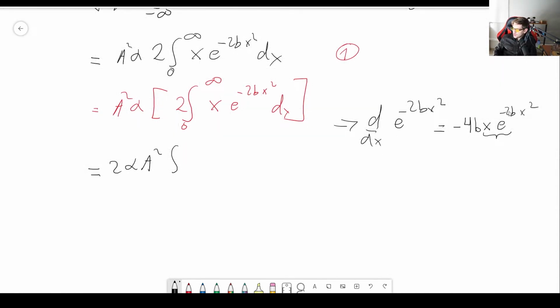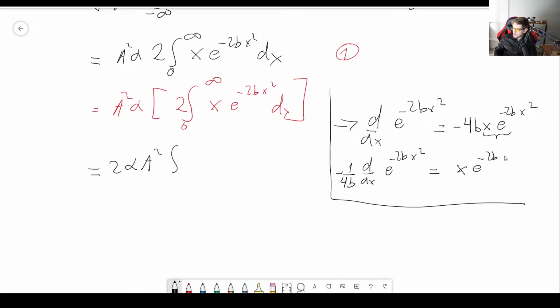So we can now rewrite some of this. Maybe I should put this in a box so that we don't get confused here. So d/dx of e to the minus 2bx squared times minus 1 over 4b is the same as x times e to the minus 2bx squared. And that is exactly what we have in here, right?